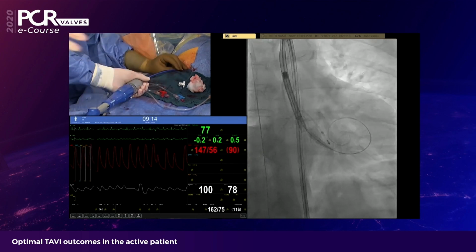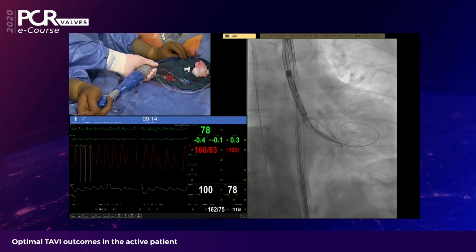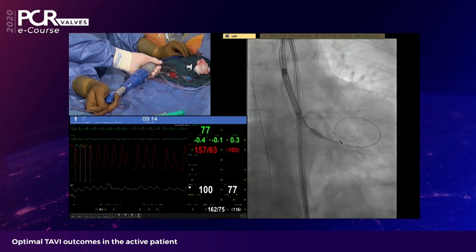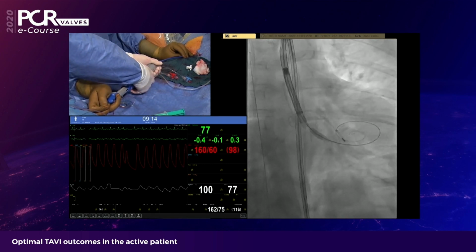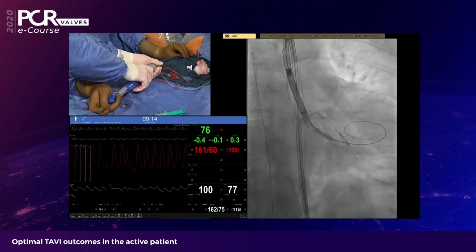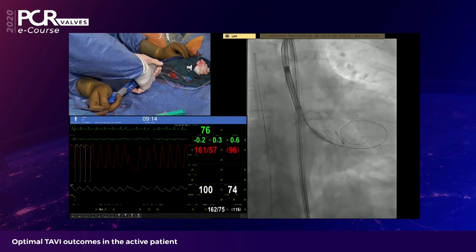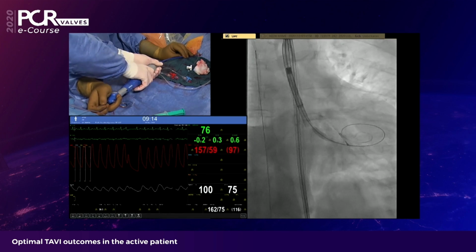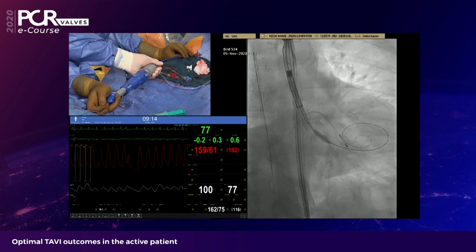Okay. So it's important here that what we usually do is that the first operator has both the delivery catheter and the wire, and the second operator is unsheathing. So I'm trying to come a little bit higher up, and then we'll open a little bit more. Okay, let's do an image here. We stop for a moment.